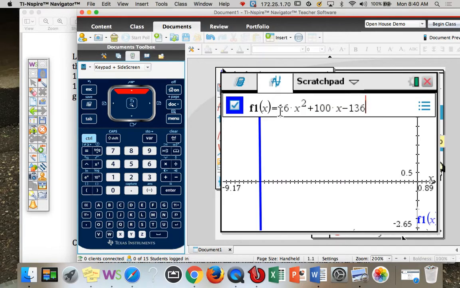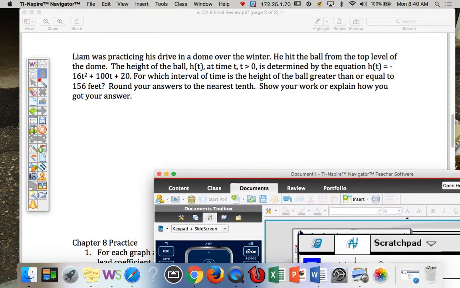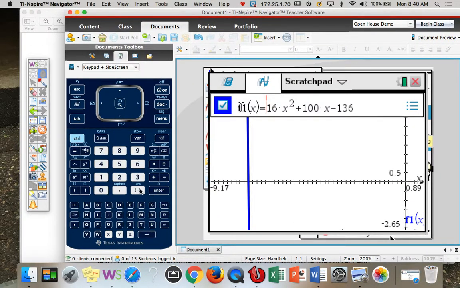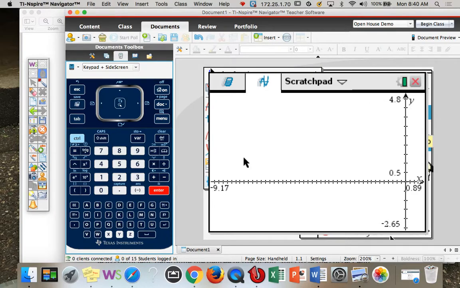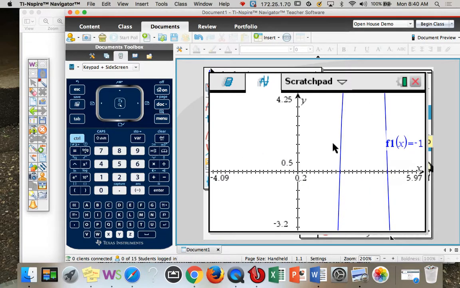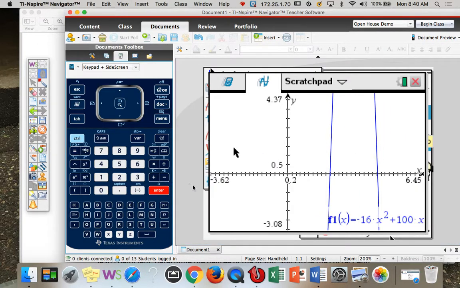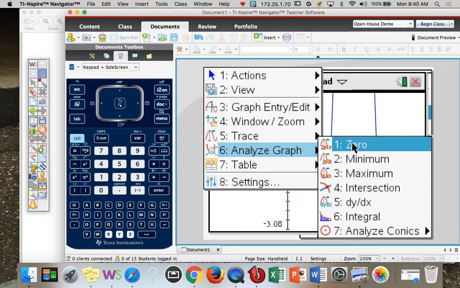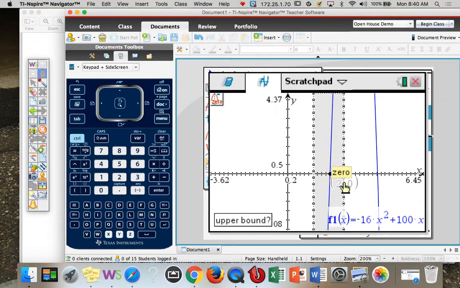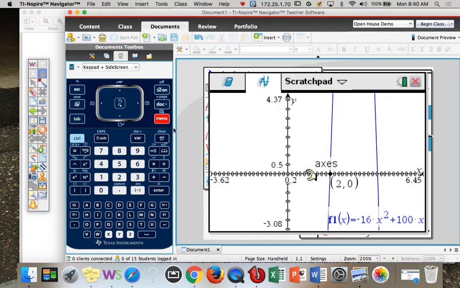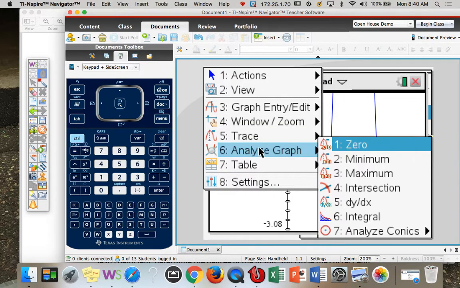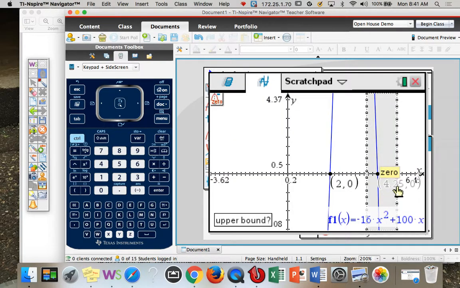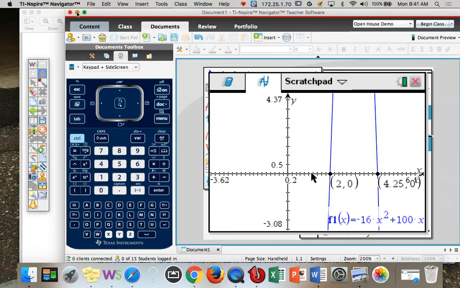Oh, I see what I did wrong here. This should be a negative. I forgot that little negative right there. So let's put that in. Now let's find the zeros. This makes more sense now. Okay, now we have two positive answers. Let us find what they are. Analyze graph, the zeros. So one is at 2, and the other one is at 4.25. That makes much more sense.